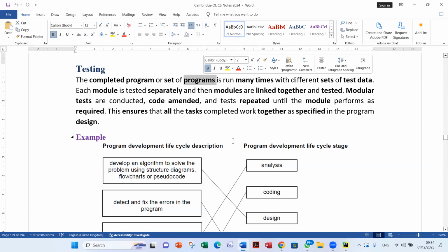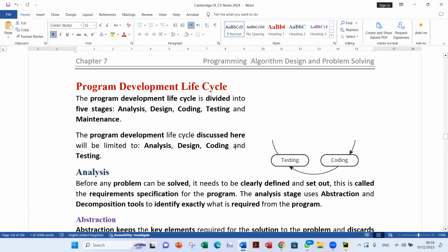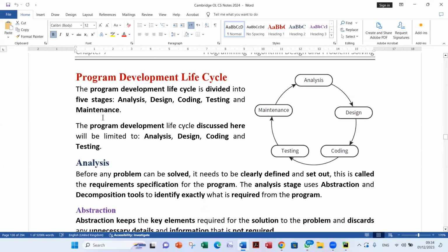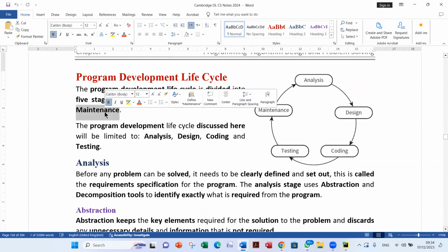This is what is meant by testing, and there is nothing to say about maintenance. It's not in your syllabus. Officially, it's not in your syllabus, so I will not discuss it here.